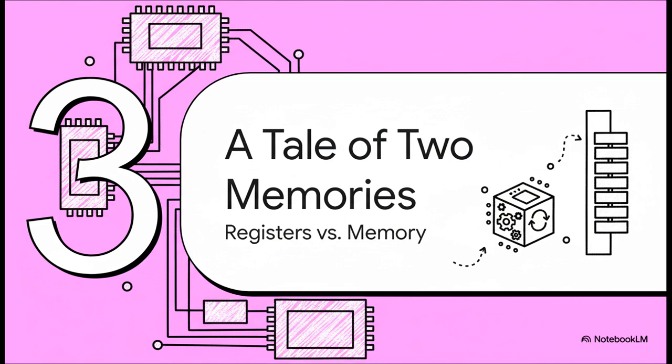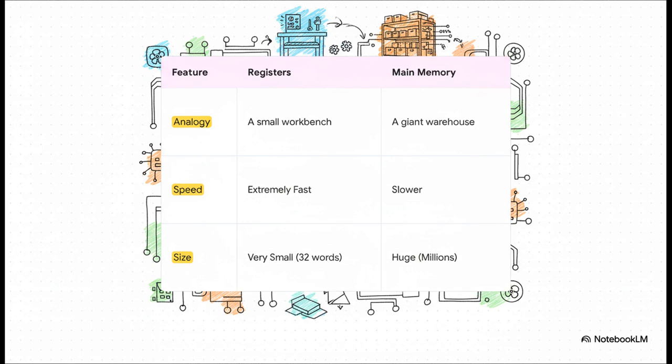Okay, that makes sense. The computer is just doing simple math one step at a time. But wait a minute. Where are these numbers G and H actually coming from? Where do they live? For the processor to do any work, it has to get its hands on them. And it turns out the computer basically has two totally different kinds of storage. And this analogy nails the difference. First, you've got registers. Think of these like a tiny workbench sitting right next to the processor. It's incredibly fast, but you can only fit a handful of things on it. In this example, just 32 little numbers.